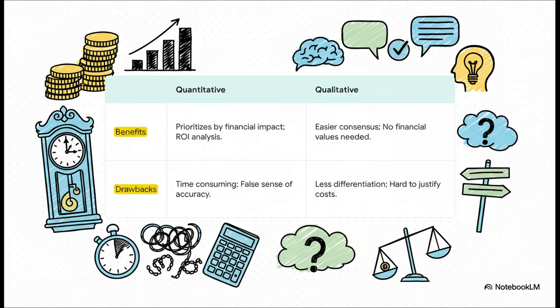This is more of a gut check approach. It's way faster and it's easier to get everyone to agree. But it's less precise, which can make it harder to decide which risks to fix first and even harder to get the budget approved for new security controls.